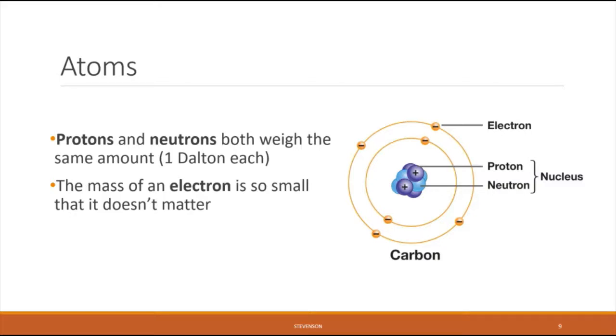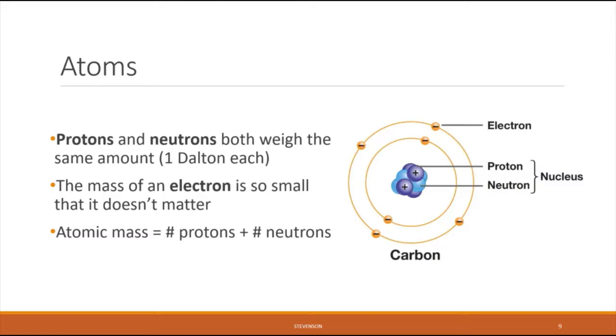So that means that the mass of one atom, any given atom, is going to be in Daltons the equivalent of the number of protons plus the number of neutrons, because each of those weighs 1 Dalton, and the electrons are so tiny compared to protons and neutrons that we don't even consider them.